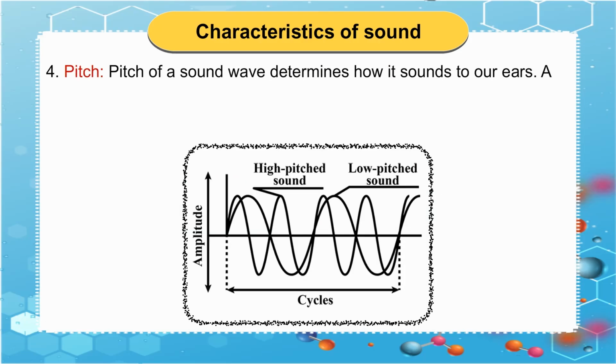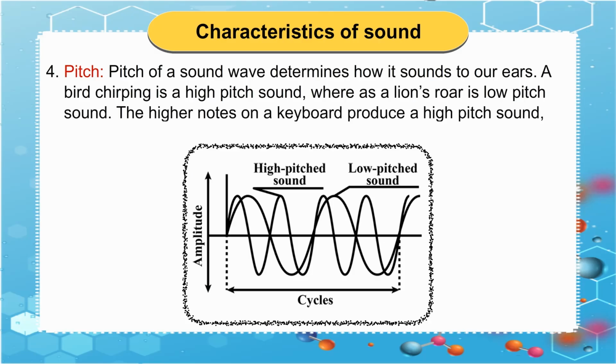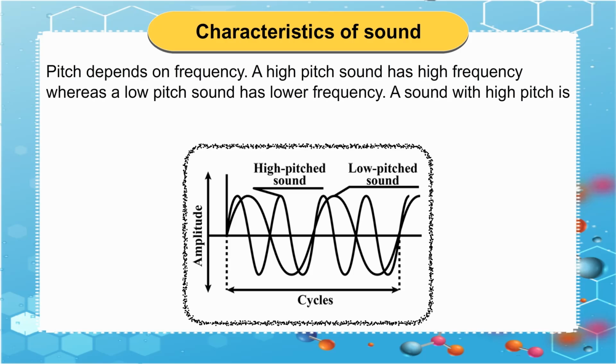4. Pitch. Pitch of a sound wave determines how it sounds to our ears. A bird chirping is a high-pitched sound, whereas a lion's roar is low-pitched sound. The higher notes on a keyboard produce a high-pitched sound, whereas lower notes produce low-pitched sound. Pitch depends on frequency. A high-pitched sound has high frequency, whereas a low-pitched sound has lower frequency. A sound with high pitch is shrill, whereas a sound with low pitch is dull.